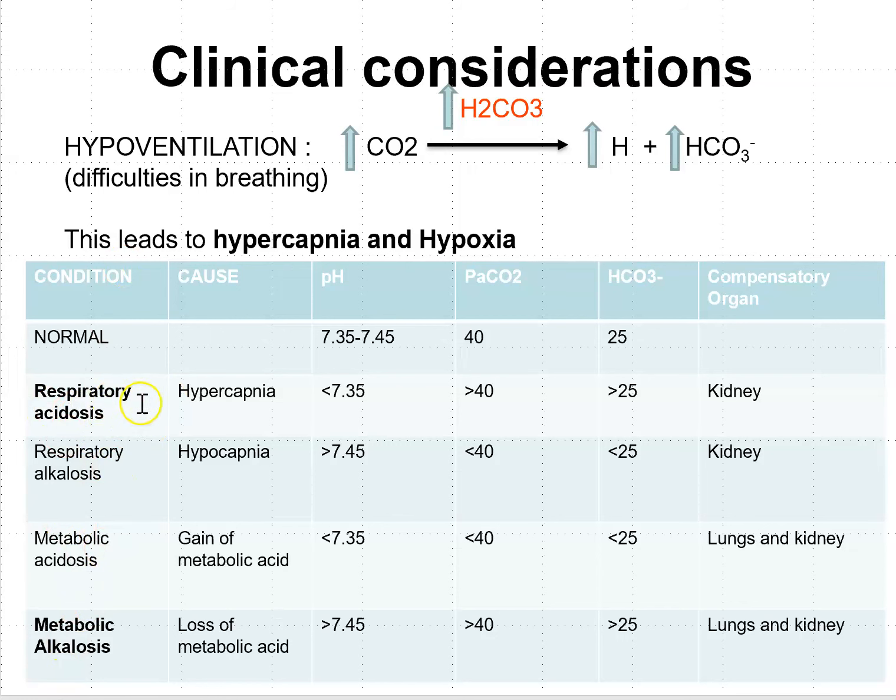Now, the lungs, so the respiratory system and the urinary system basically compensate for each other. So if there's a problem with the respiratory system, the kidney is the organ that compensates. And when there's a problem with metabolic acidosis and alkalosis, both the lungs and kidneys work to compensate for the difference in pH to maintain homeostasis.